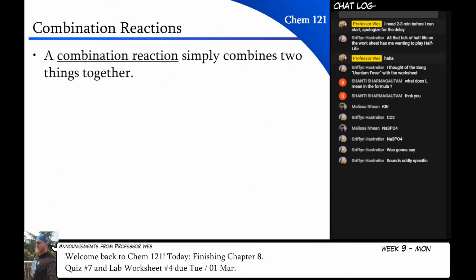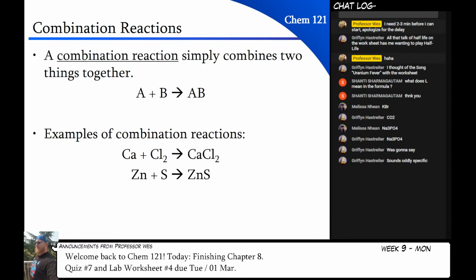All right, so let's look at these examples here. When I have a combination reaction, I am taking 2 elements and combining them together to create a product. Element A plus element B creates compound AB. Now, these shown on the bottom here are examples of combination reactions that just so happened to need exactly what was shown to combine them.